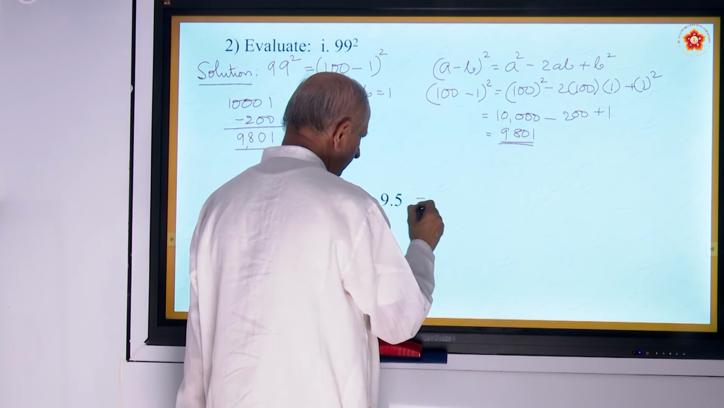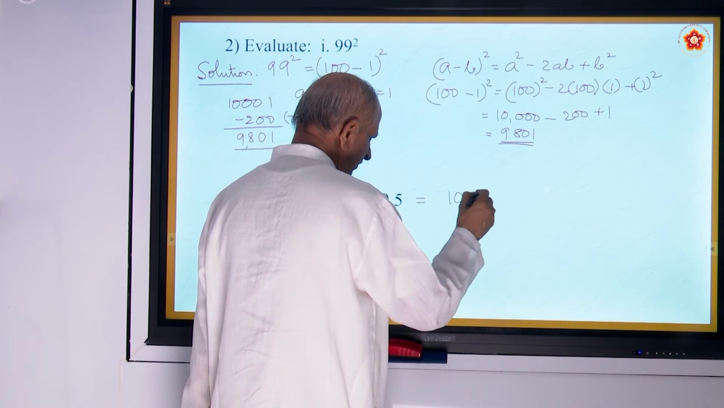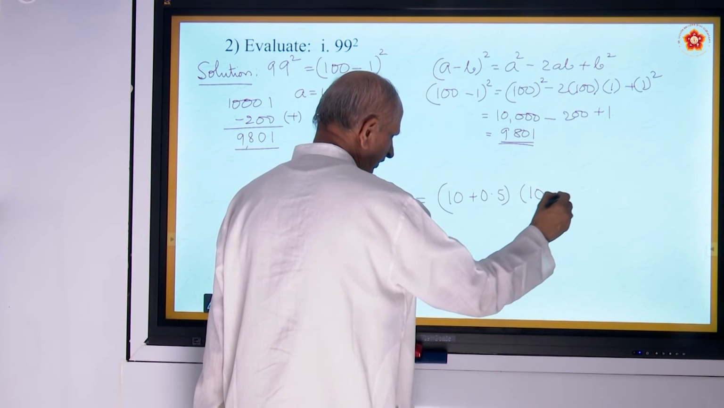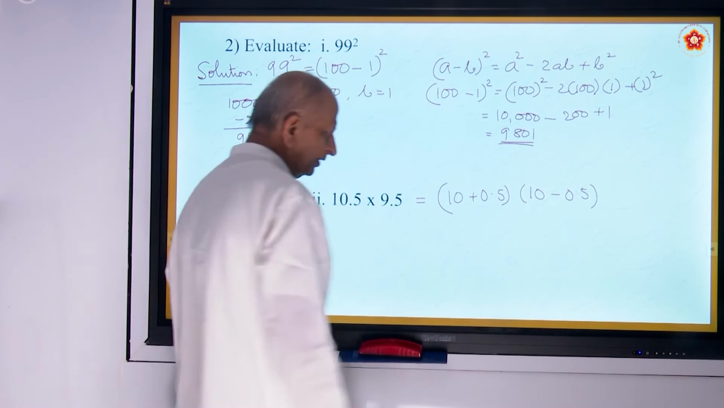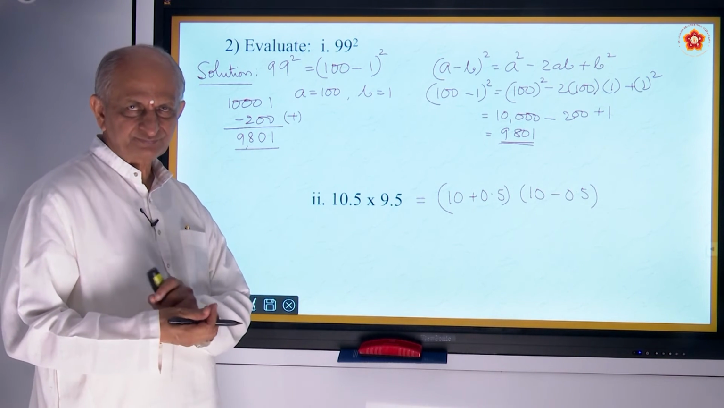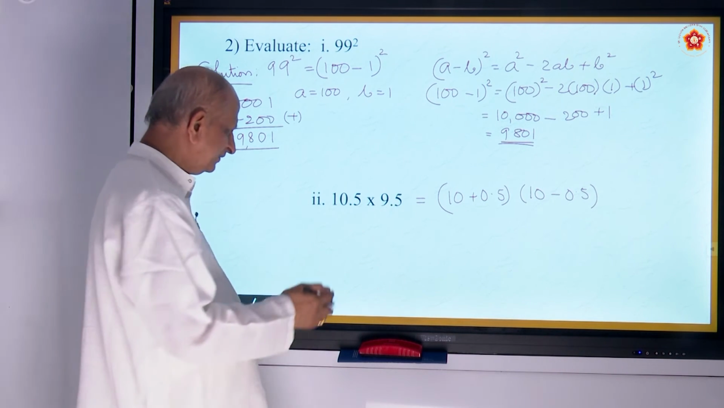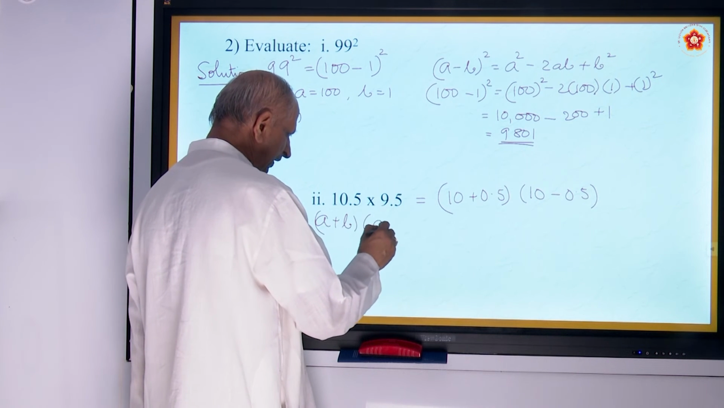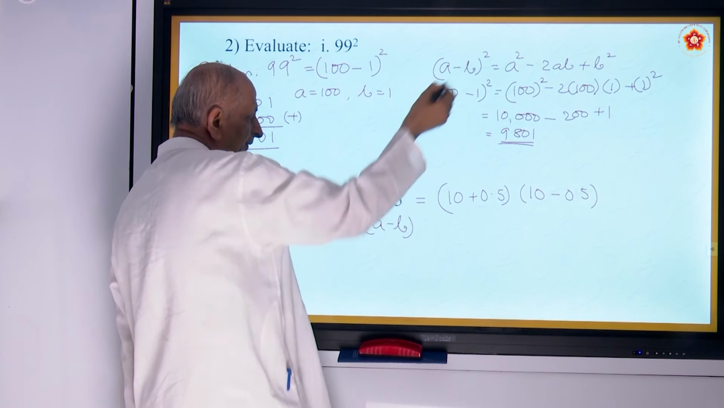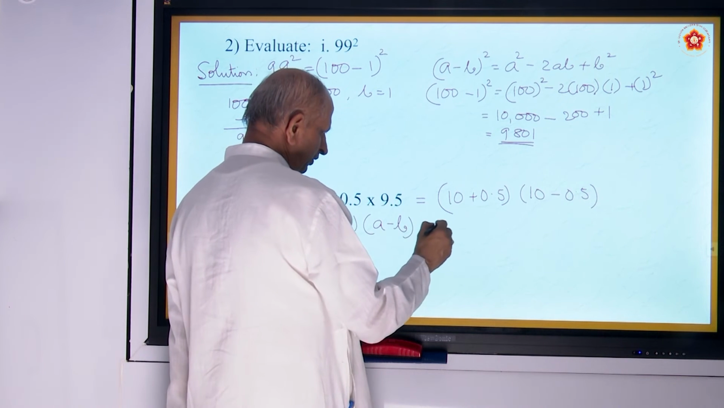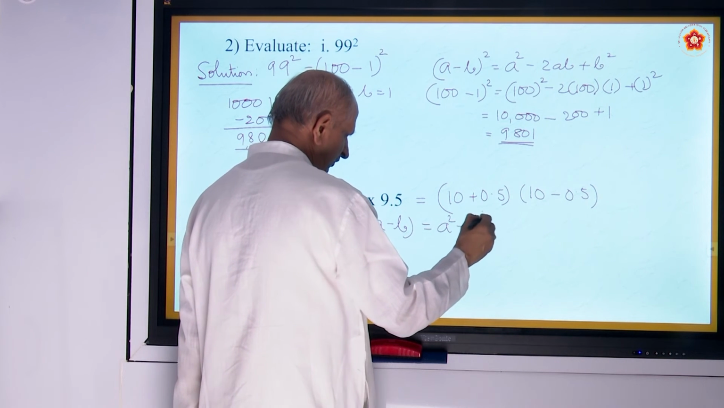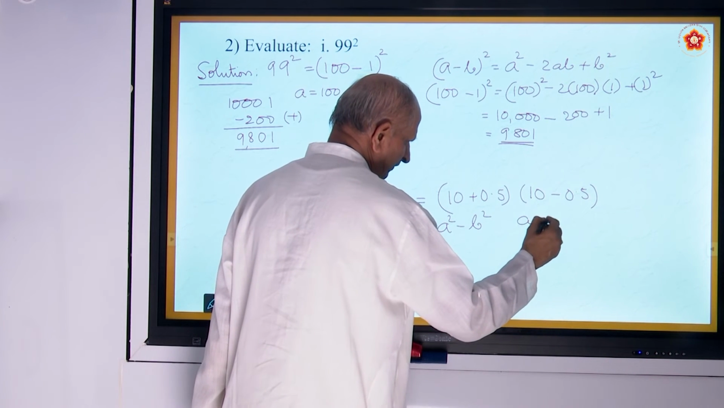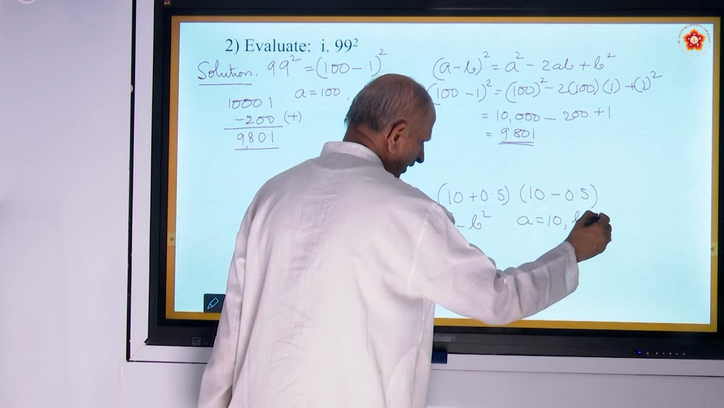10.5 into 9.5. That can be written as 10 plus 0.5, 10 minus 0.5. Now, which formula you can think of? Yes, it is A plus B into A minus B. Identity number 3. This is identity number 2 is equal to A squared minus B square. What is A here? Here A is 10, B is 0.5.